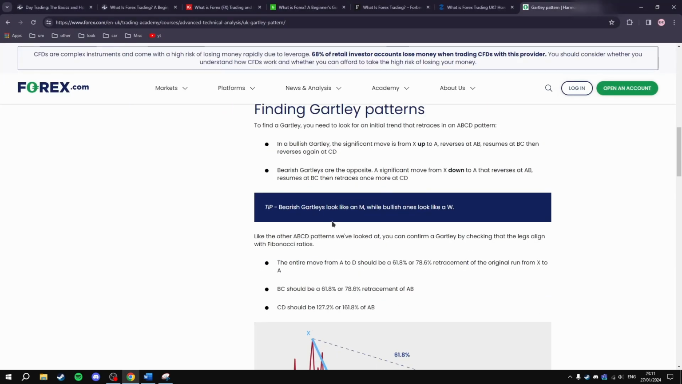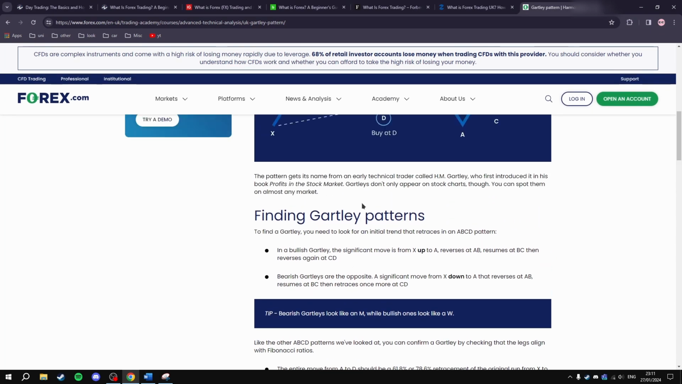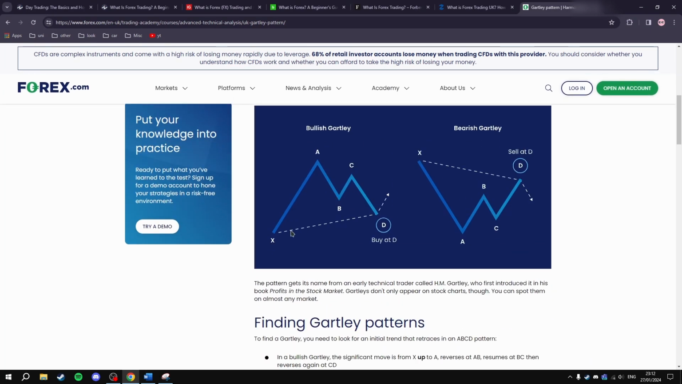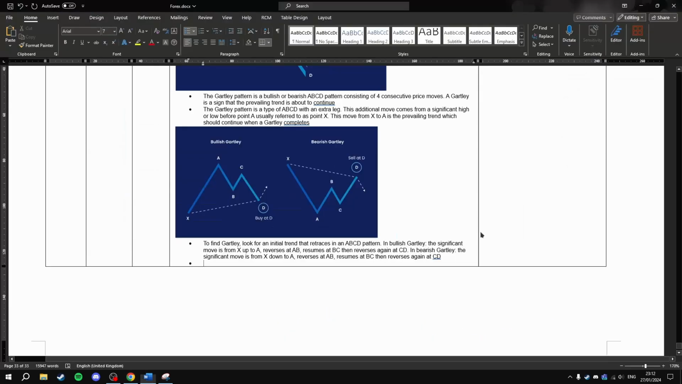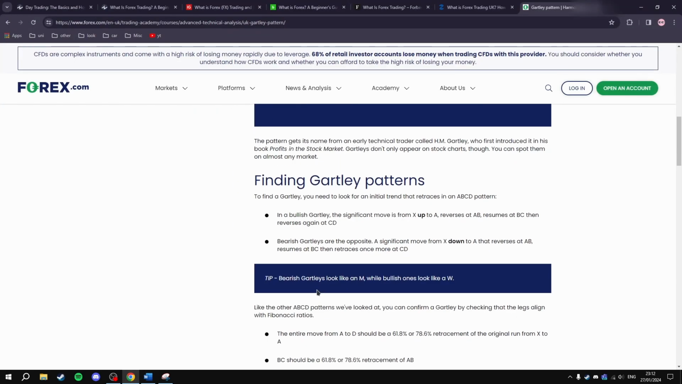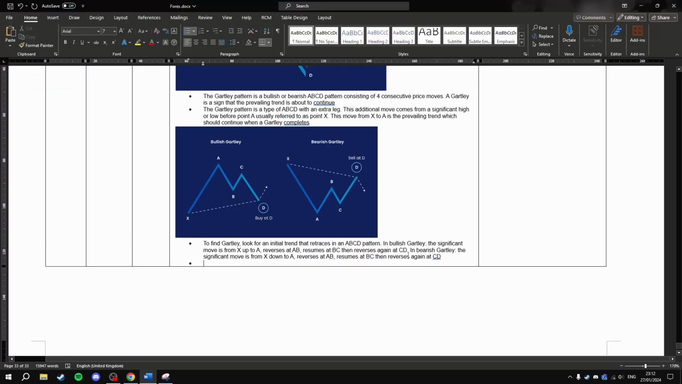Tip: bearish Gartleys look like an M, while bullish ones look like a W. So M, W. What was it? Bearish Gartleys look like an M. And a bullish Gartley, W, wasn't it? Bullish W. In the bearish Gartley, M.